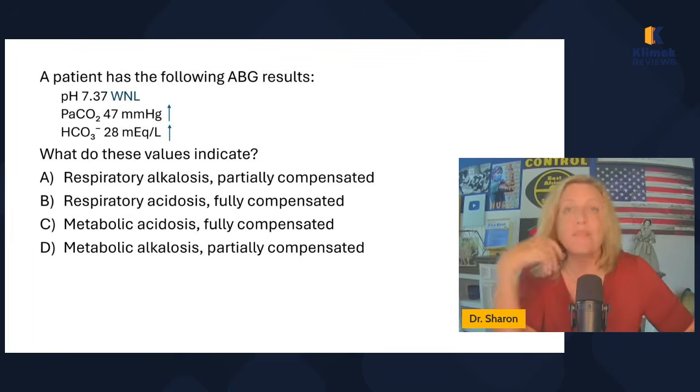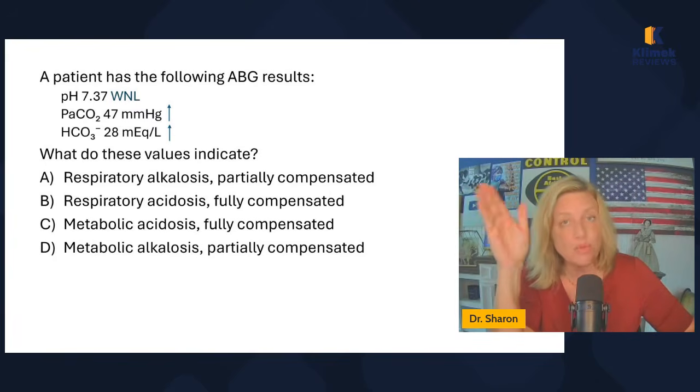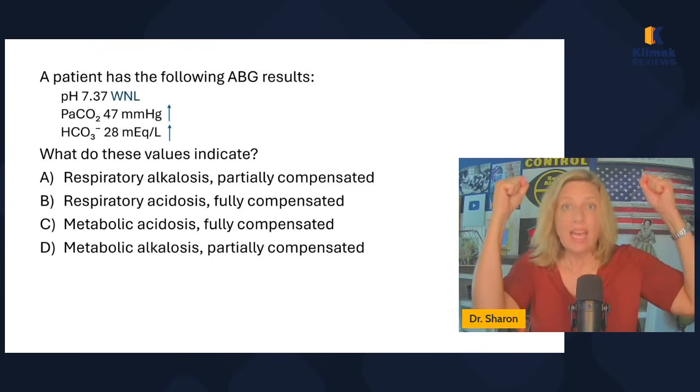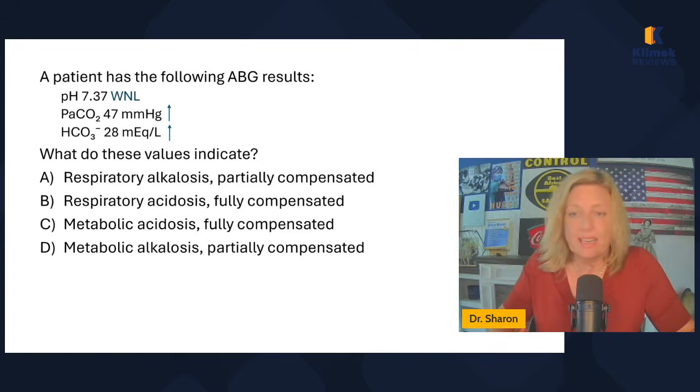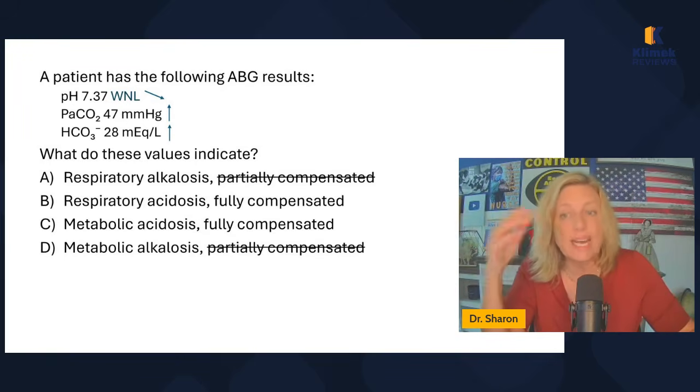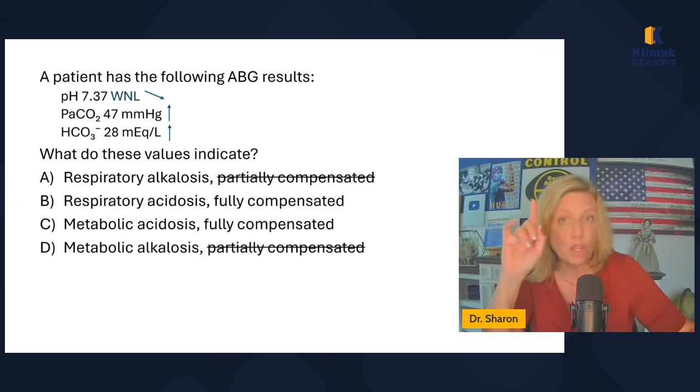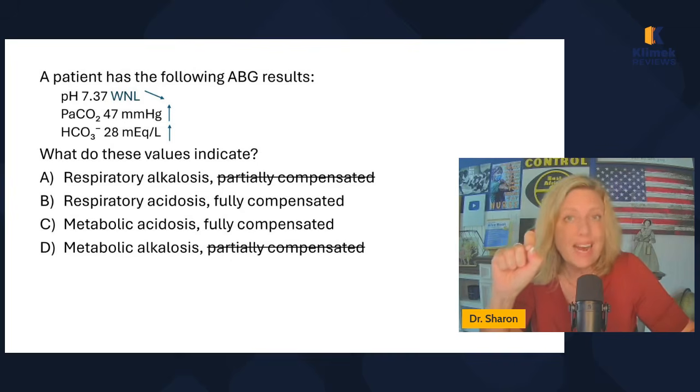Compensation is all about the pH. We die when our pH is low or high. That's when we die. So if our body on its own can get the pH back to normal, it's like, yay, we're compensating. Okay. So I have to cross off A and D because it can't be partially compensated. So it has to be fully compensated. So the question is, is it respiratory acidosis or metabolic acidosis? Because we have a pH that's on the low end of normal, but the bicarb is high.